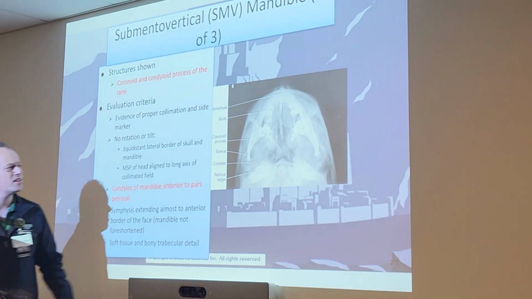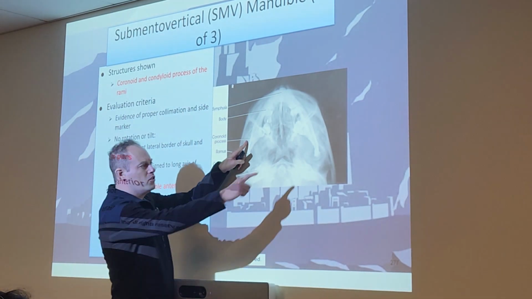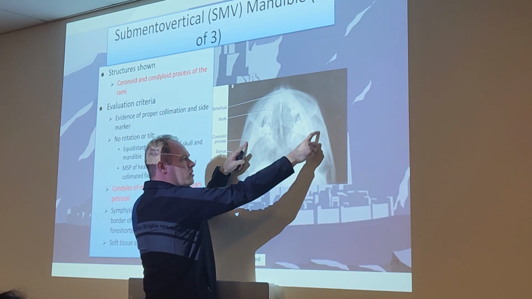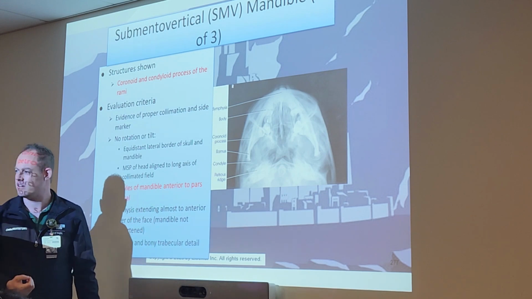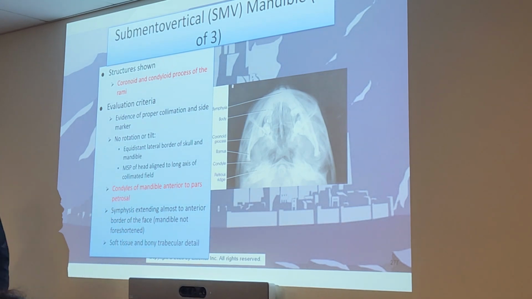Coronoid process. So a little hard to see right here, but if you look on the left side, see that little protrusion there? That's the coronoid, that little sharp protrusion in front of the condyloid process. And they have some fillings, as you can see. Well, on that side at least.